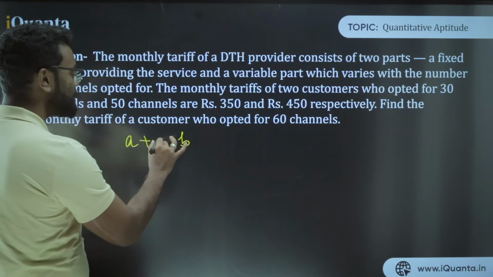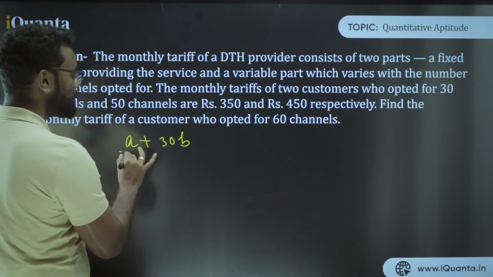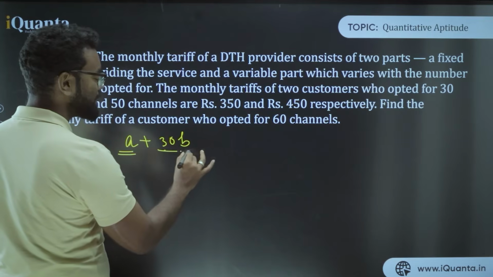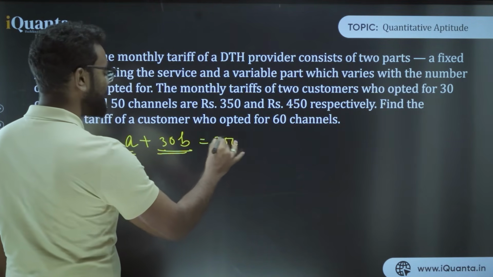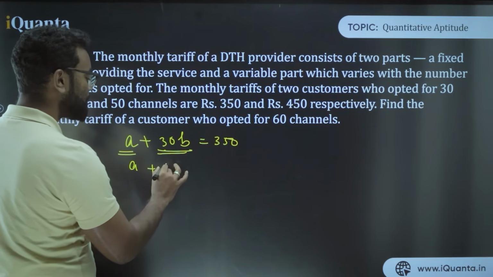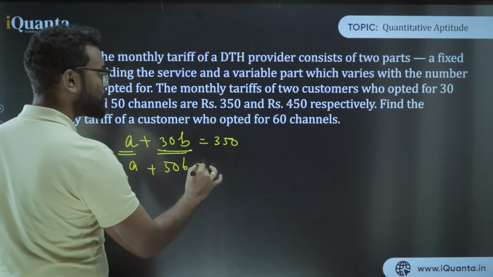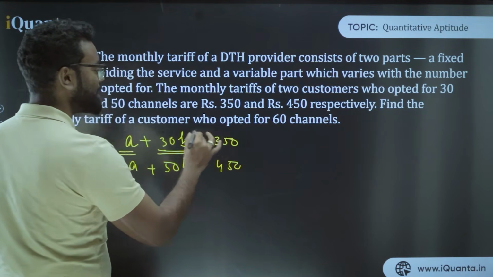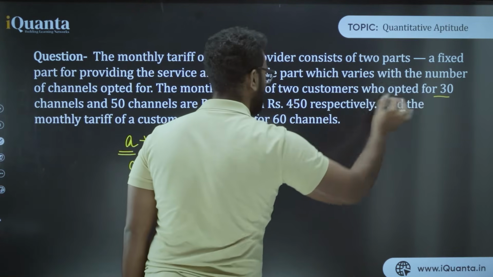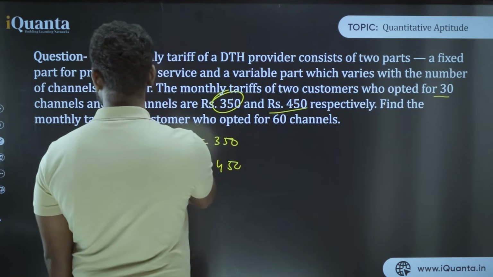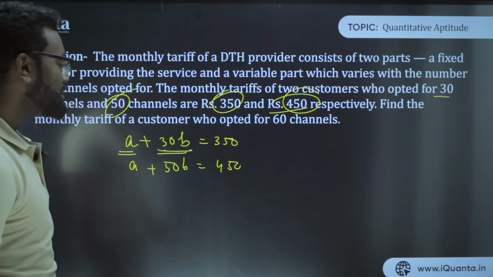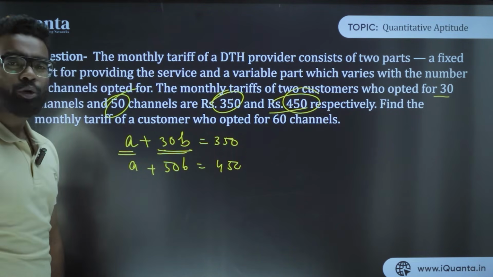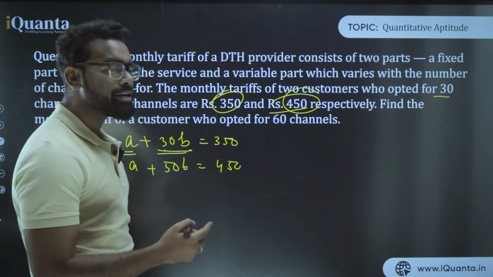So I can say A plus 30B, because A is the fixed cost and the price for the 30 channels is 30B, which is equal to 350. And A plus 50B is equal to 450, obviously, because when the number of channels is 30, the price is 350. When the number of channels is 50, the price is 450. Yes or no? That means for 20 more channels, I have to pay 100 rupees more.